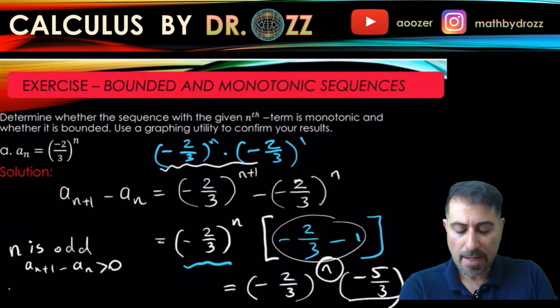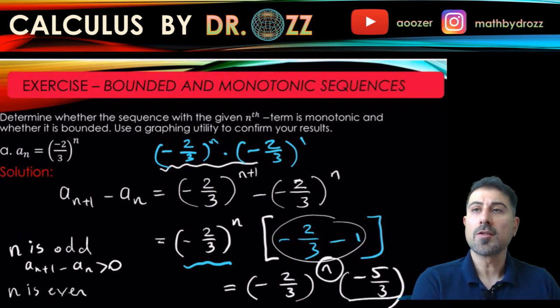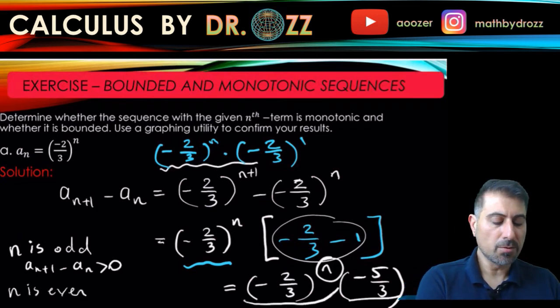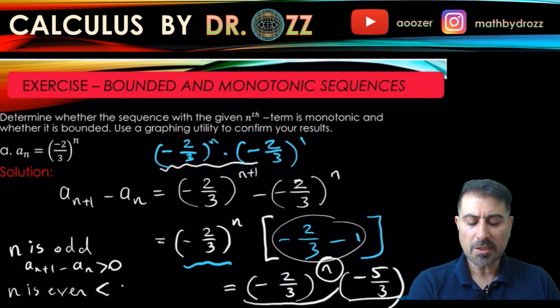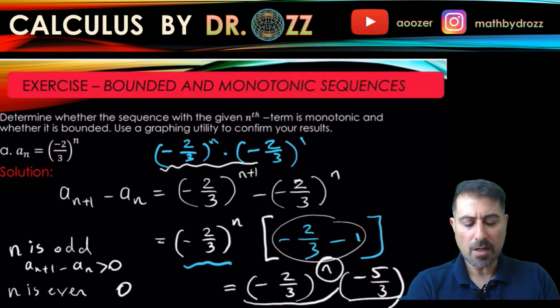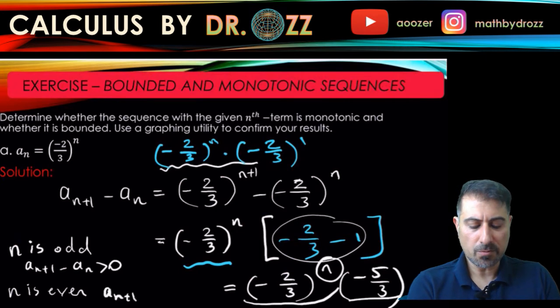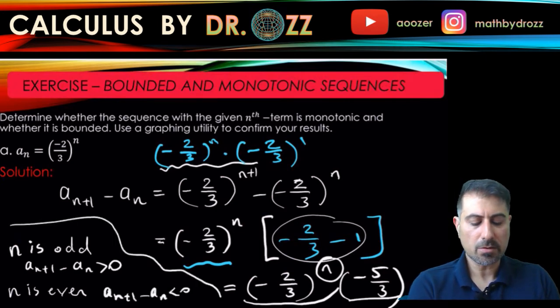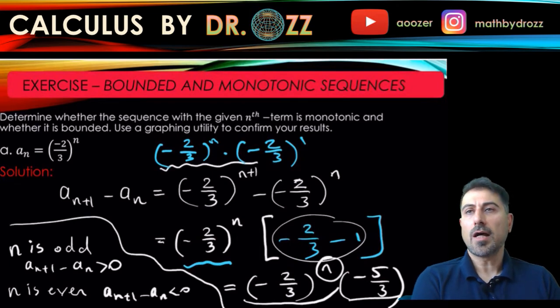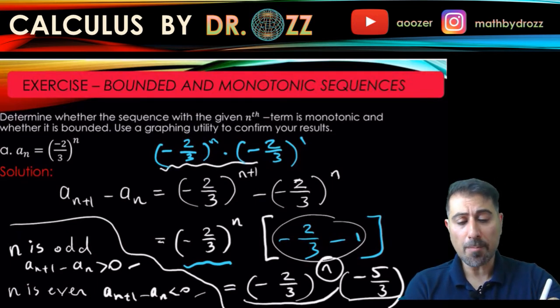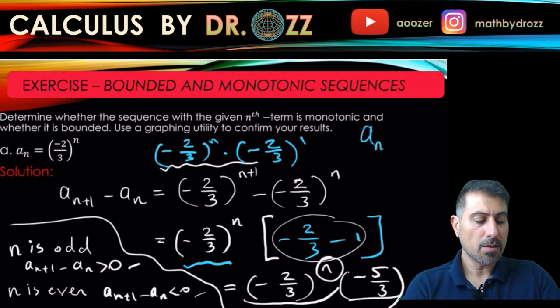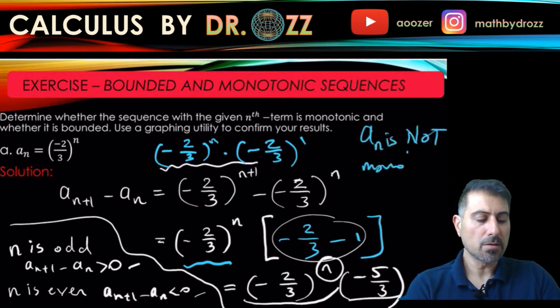Okay? When n is even, the behavior is different because this term is going to be positive always. And a positive times a negative term is going to be negative. So we can't really conclude anything when n is even. I'll just write this first before I make my conclusion here. Okay, so it's essentially this term becomes positive for certain n's and then negative for certain n's. So there's no consistent behavior here. So we immediately conclude that a_n is not monotone.